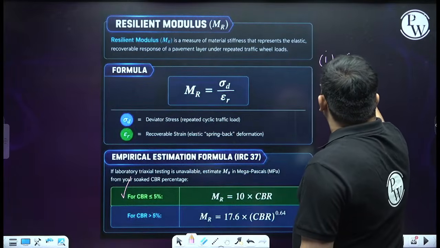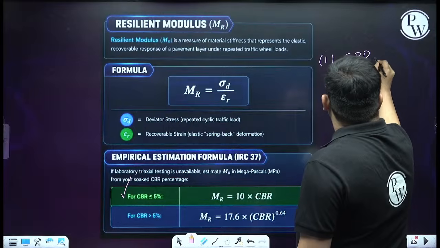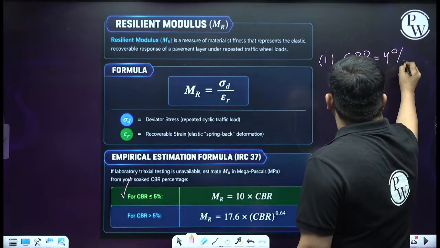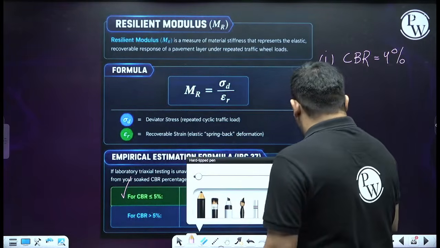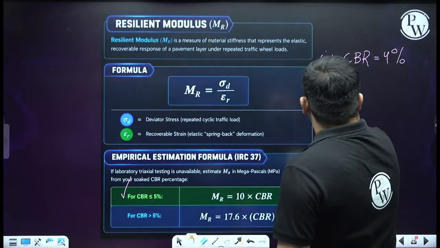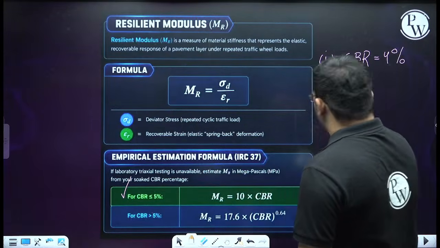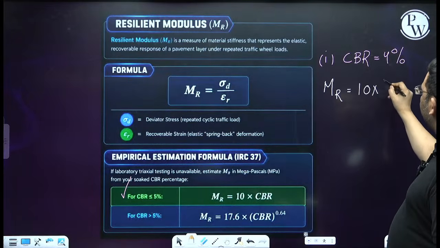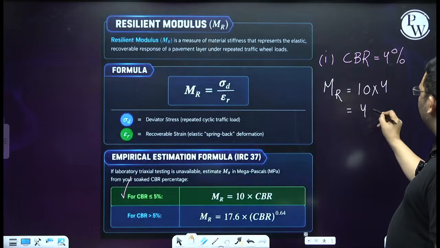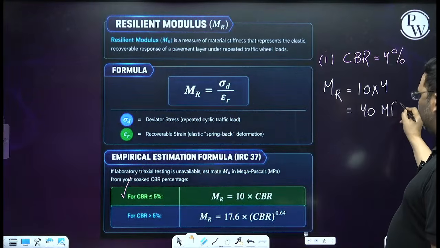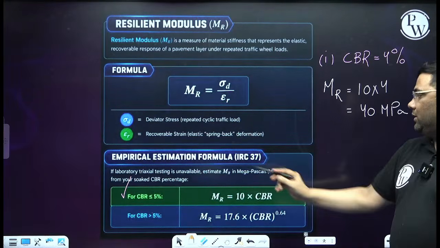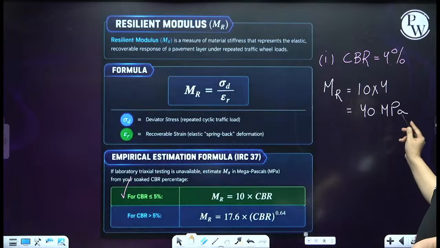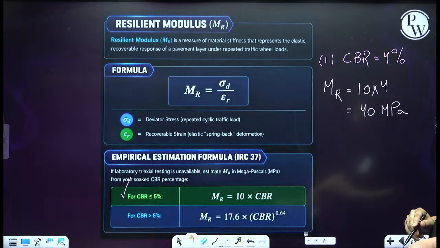For example, suppose the CBR is 4%. In that case, what will happen to the resilient modulus? This will become simply 10 into CBR because it is less than 5%. So 10 into 4 is 40 MPa. You can see it is simply 40 MPa. Very simple equation.